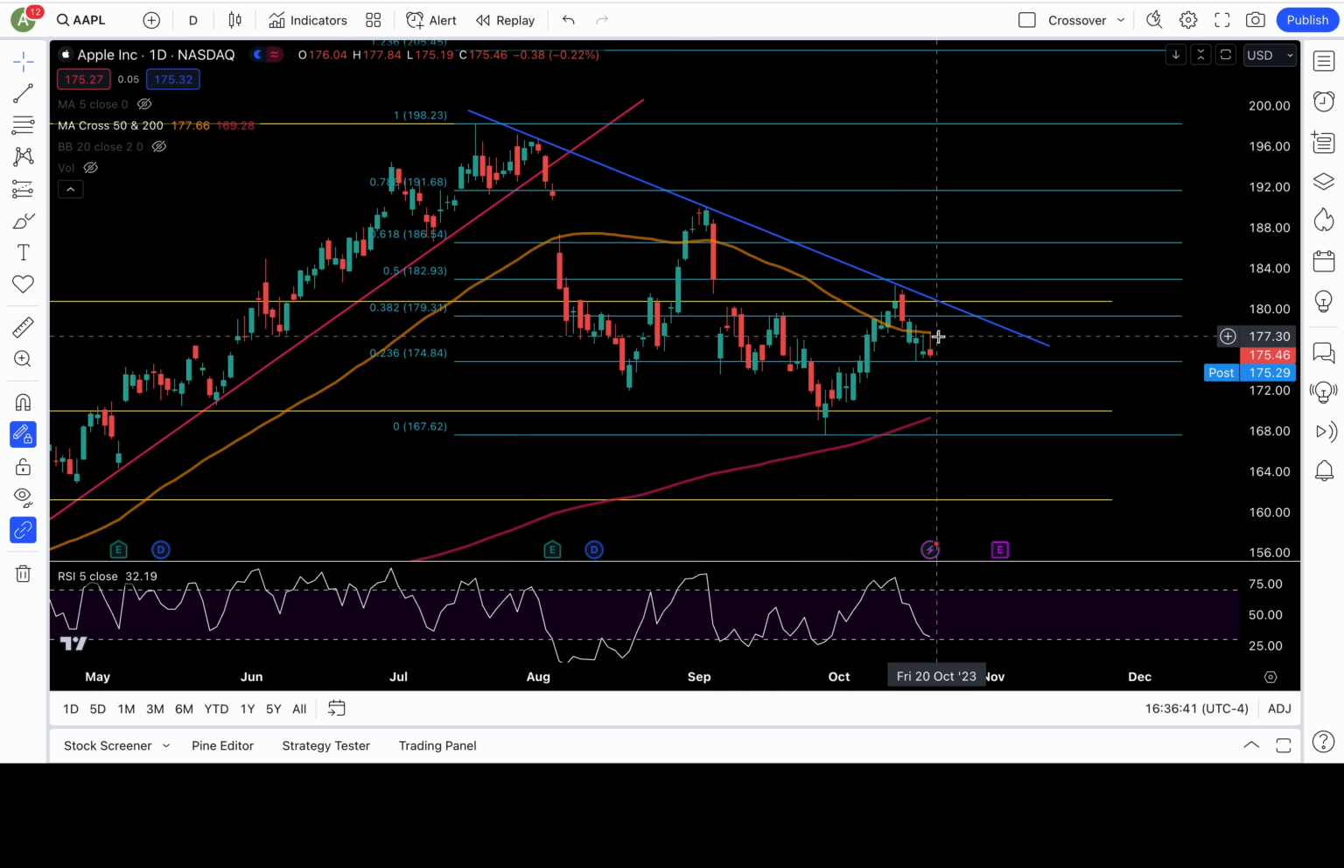Apple is pretty slow. It's still rejected from the 50 daily moving average, which is still technically bearish, but it's not showing follow through. And the follow through would be a breakdown of 174.8. If it can finally happen tomorrow, look to short with 173, 171, and the 200 daily moving average at 169.2 in play, and then 167.6 below that.